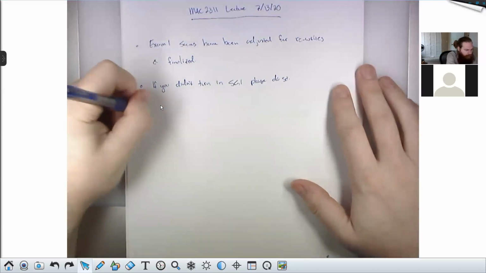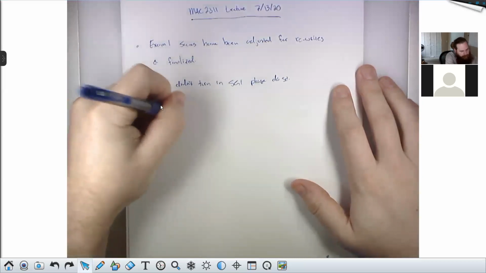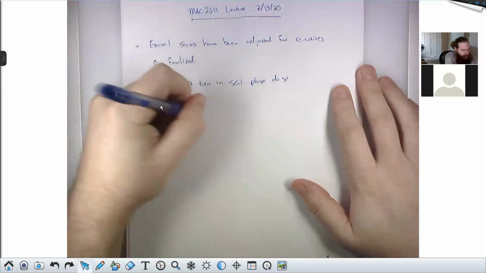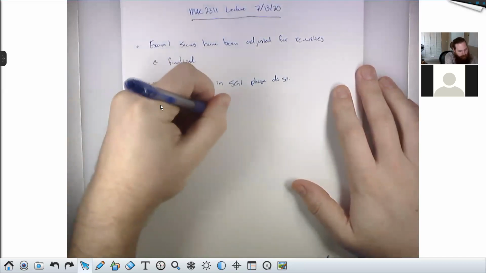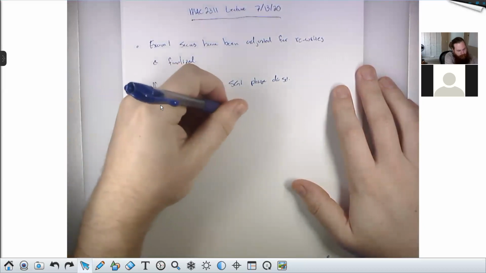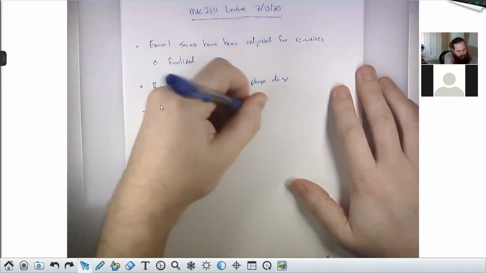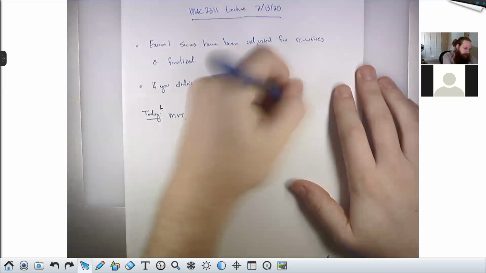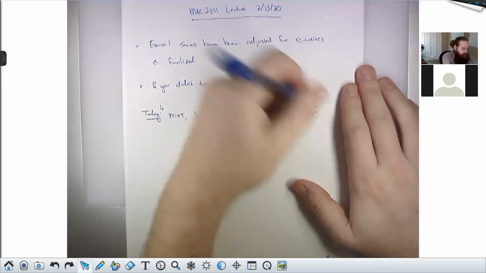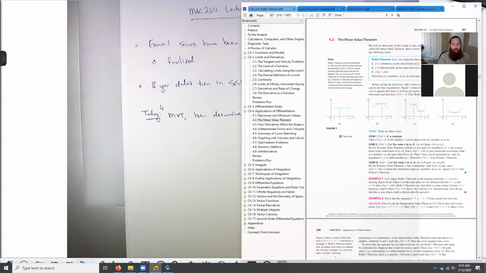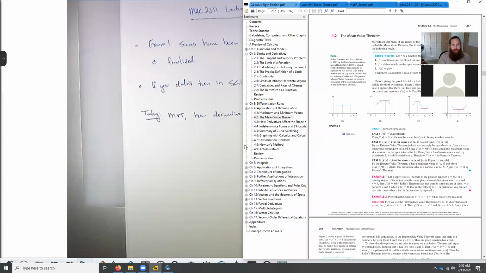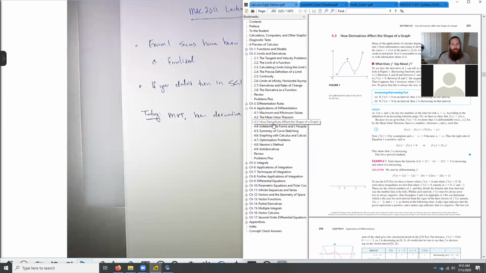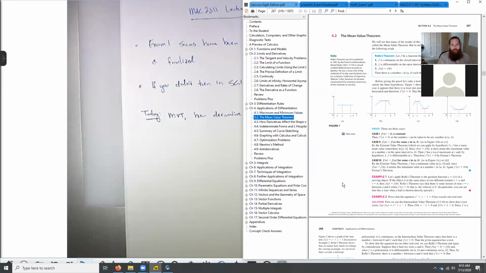So today we're going to talk about mean value theorem and how the derivative affects the shape of the graph. So these are sections, I think, 4.2 and 4.3 respectively. Yeah, mean value theorem is section 4.2, and how the derivative affects the shape of the graph is 4.3. So we're going to start here at MVT.